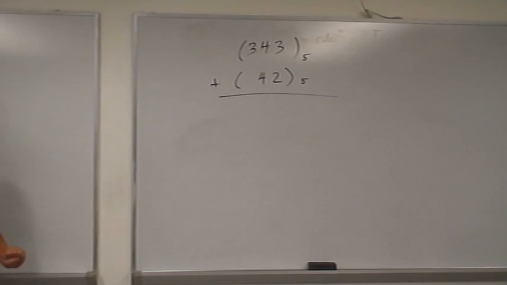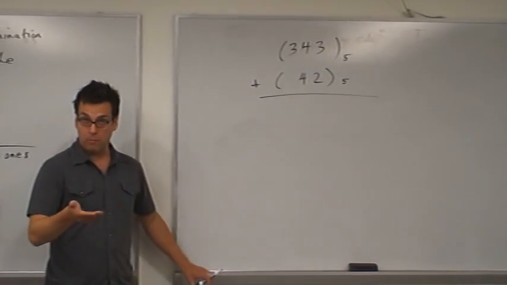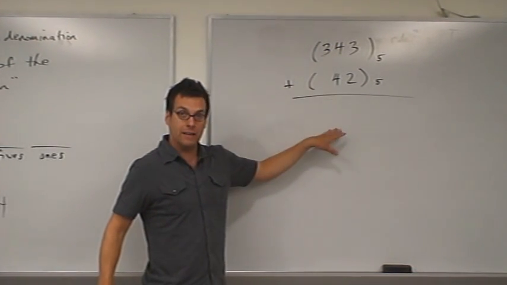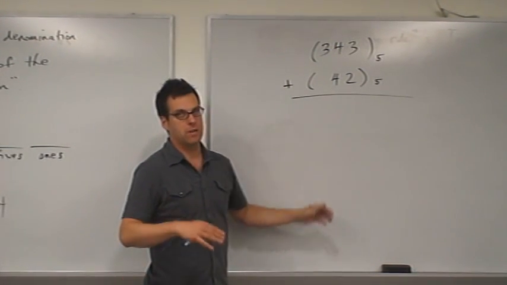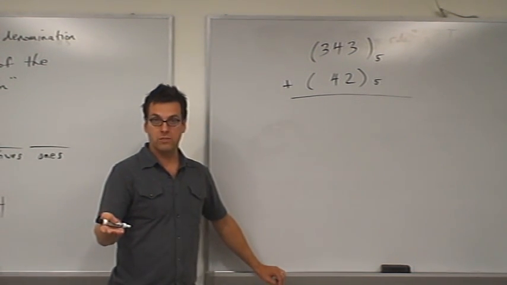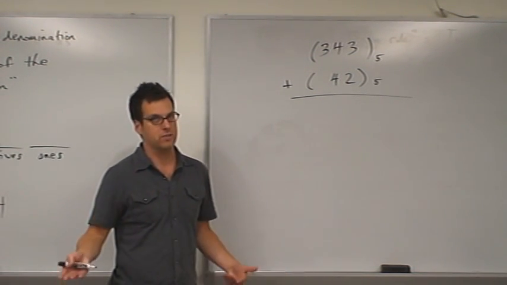Think about how you would add this in base 5. Now, for many people that are seeing this for the first time, it is difficult to add with a normal algorithm in base 5, just because we've never seen this before. So one thing we can do is, again, put ourselves in the shoes of students who are seeing base 10 addition for the first time.